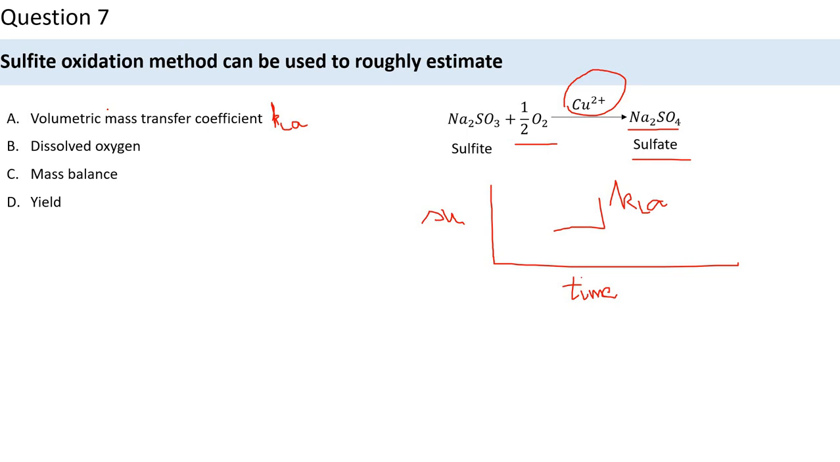So the right answer here is going to be KLA. It's not dissolved oxygen. We are not going to get the mass balance. We are not going to get the yield from this. We are just going to get, from the slope of the sulfite concentration versus time, the KLA, which is nothing but the volumetric mass transfer coefficient.